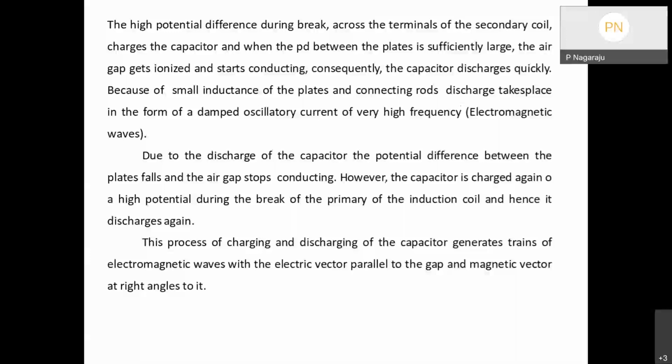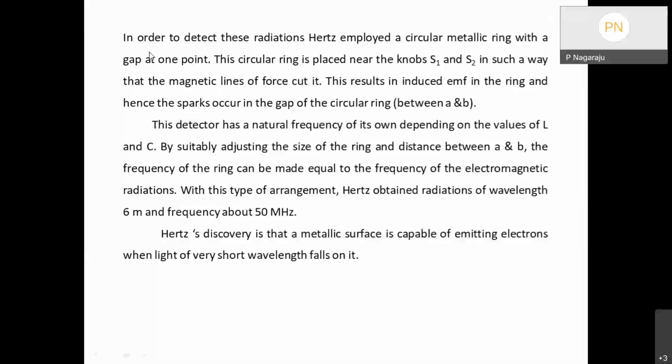I told you in the beginning that the electromagnetic wave is produced in a direction mutually perpendicular to electric and magnetic wave vectors, or displacement vectors. And in order to detect these radiations, Hertz employed a circular metallic ring, which you can see at the front with a gap at one point. This circular ring is placed near the knobs, the metal spheres S1 and S2, in such a way that the magnetic lines of force cut it.